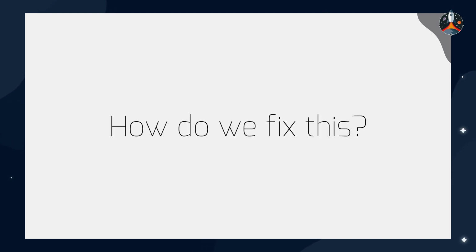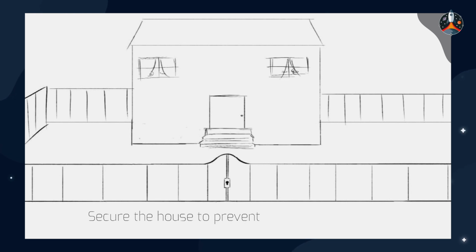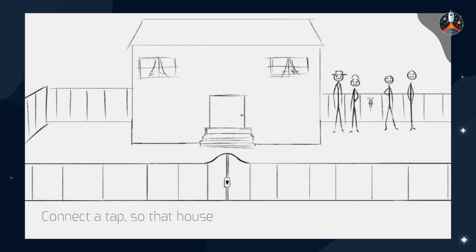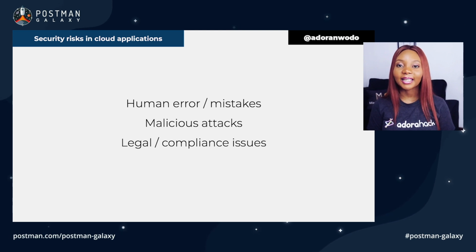How do we fix this? Take the bucket away and keep it in a safe place. Secure the house to prevent outsiders walking by from tampering with resources only meant for housemates. Connect a tap so that housemates get water in a structured way. The end.